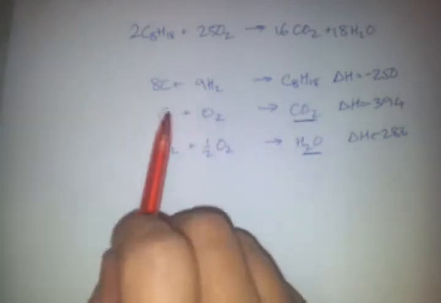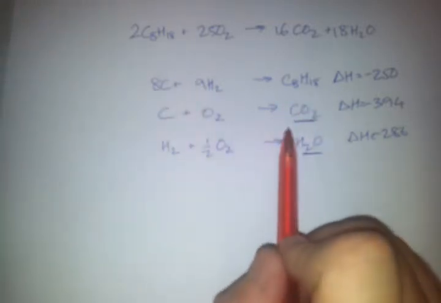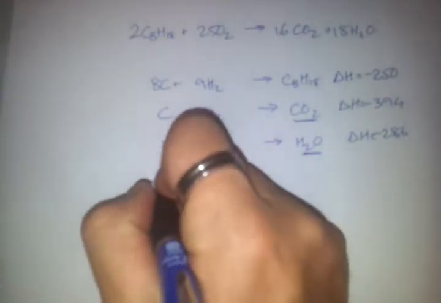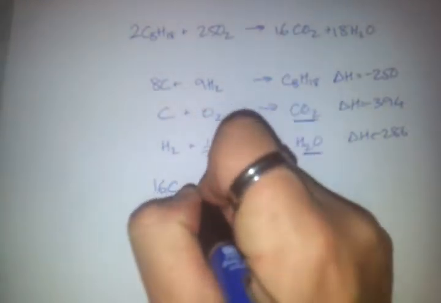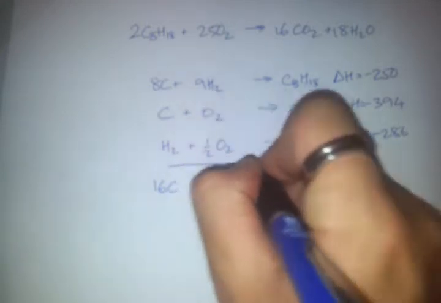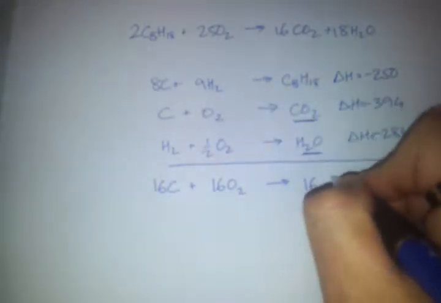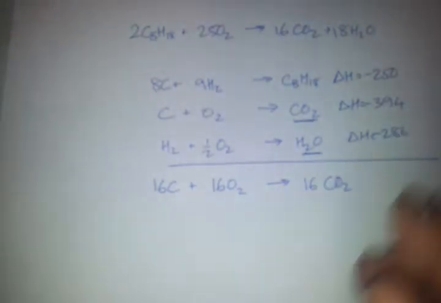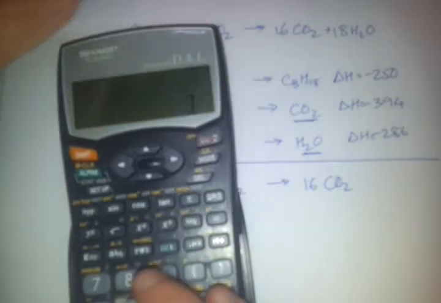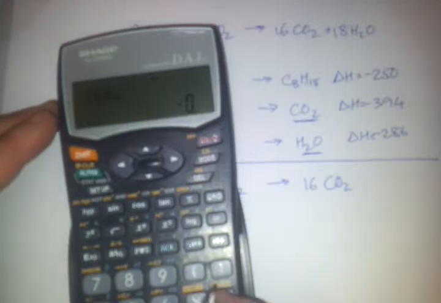So if I have a look at carbon first, there is 1 carbon dioxide here, but I want there to be 16. So I'm going to write out my carbon equation 16 times. So 16 carbons plus 16 oxygens going to 16 carbon dioxides. Now the enthalpy for that will be 16 times negative 394, which is negative 6304 kilojoules.